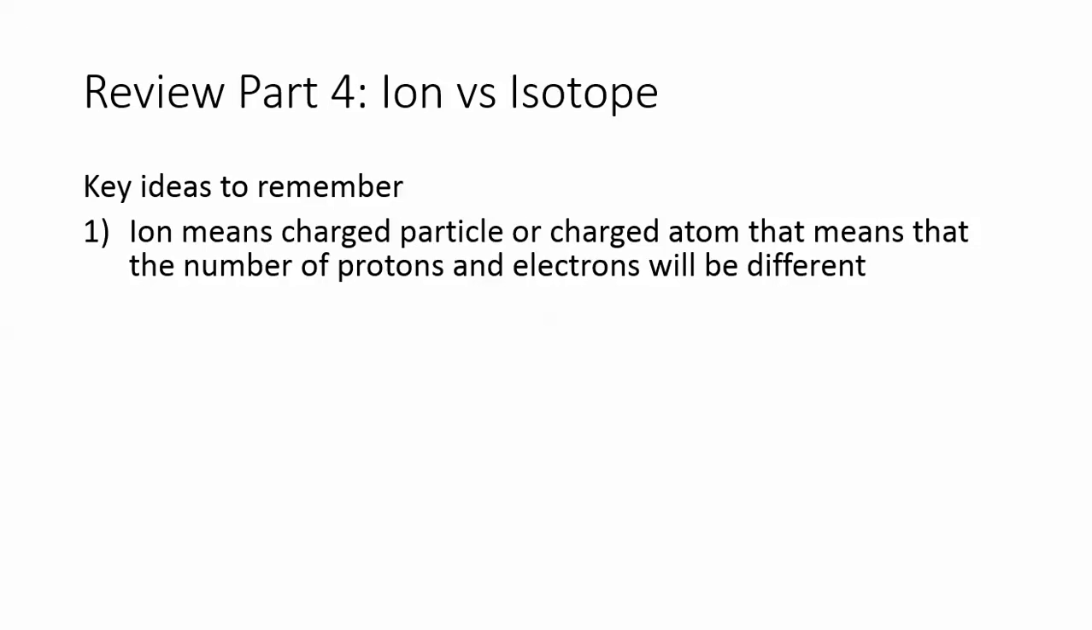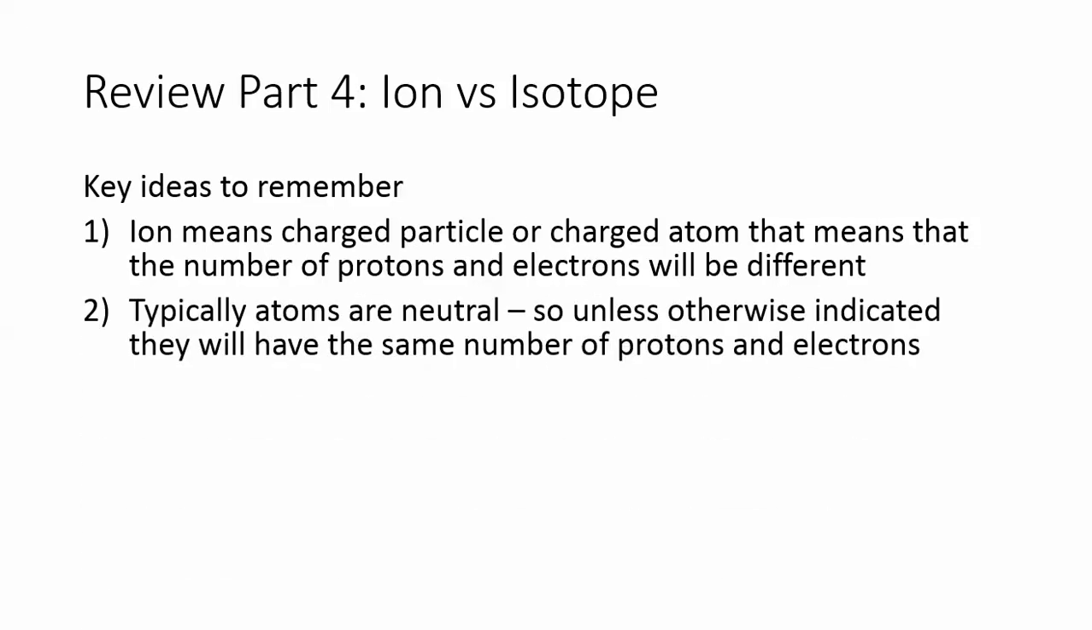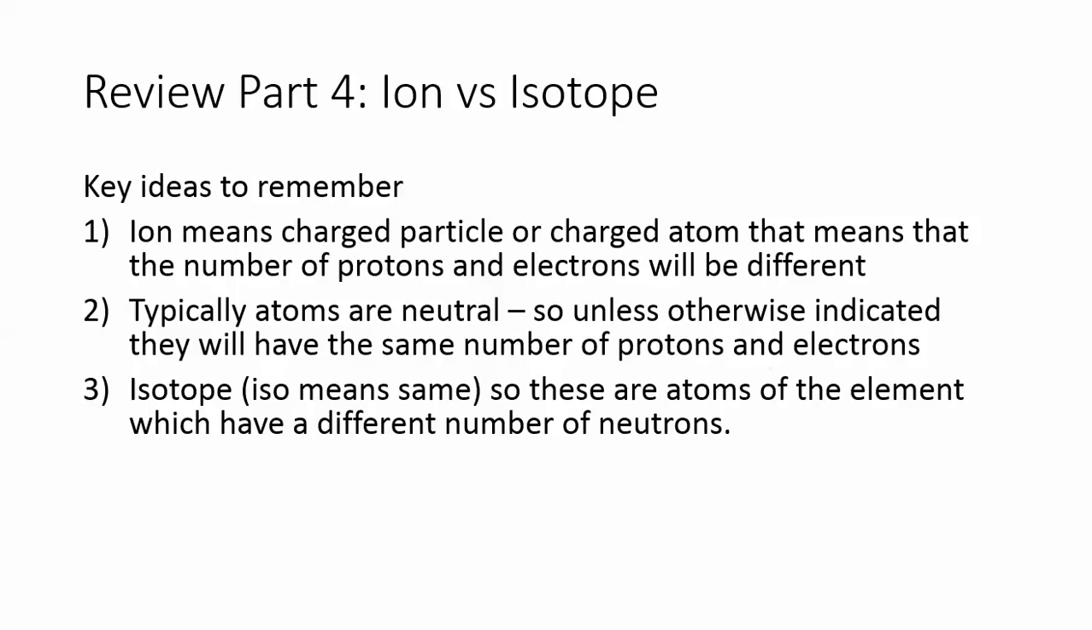And when we look at this, that means that the number of protons and electrons will be different. Typically, atoms are neutral, so unless otherwise indicated, they will always have the same number of protons and electrons. Isotopes are atoms of an element which have a different number of neutrons. You can think iso means same type.